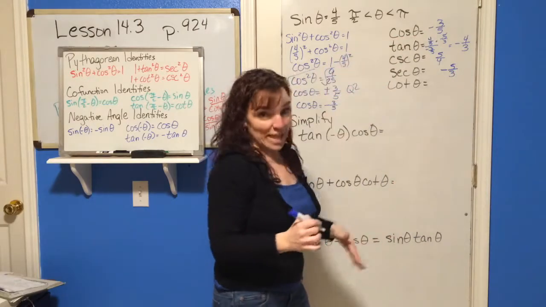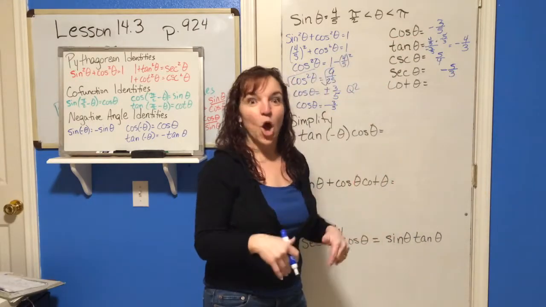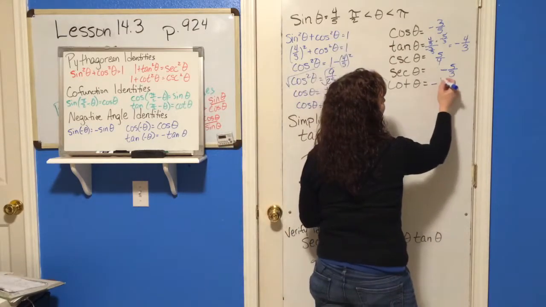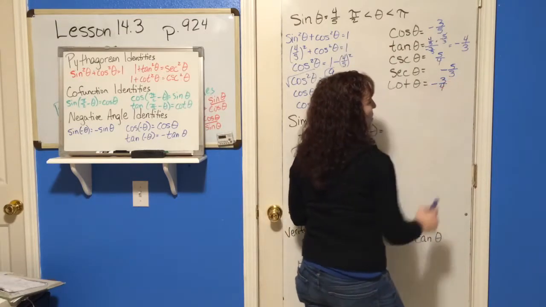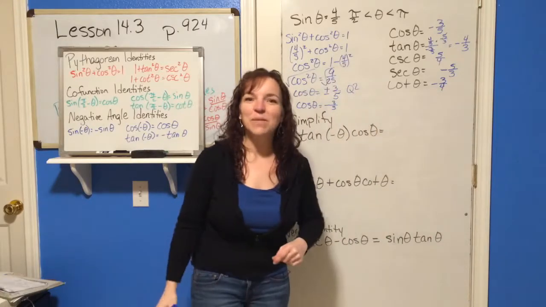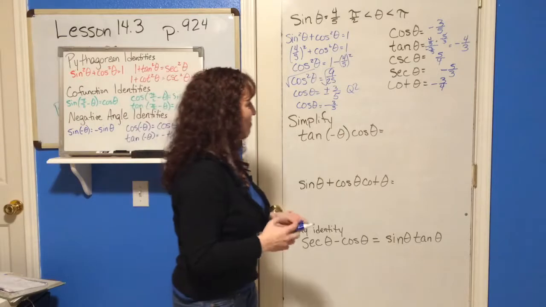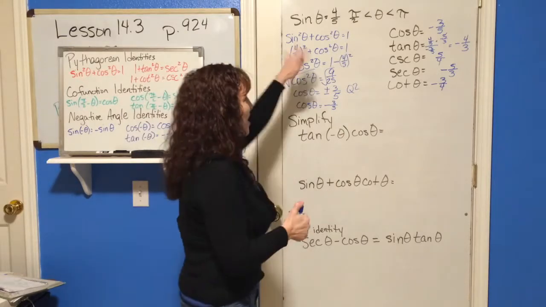Cotangent is 1 over the tangent, and if you take 1 over a fraction, it simply flips it. So cotangent is going to be negative 3 over 4. Ta-da! Simple and easy, and we didn't have to draw a little triangle. All right, I think that should be quick and easy.